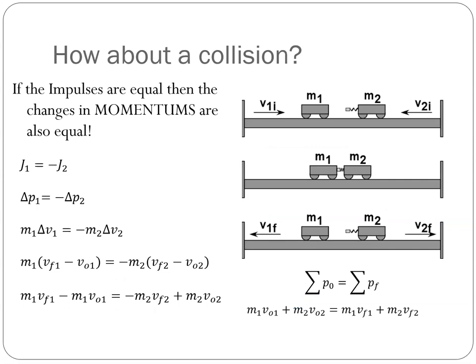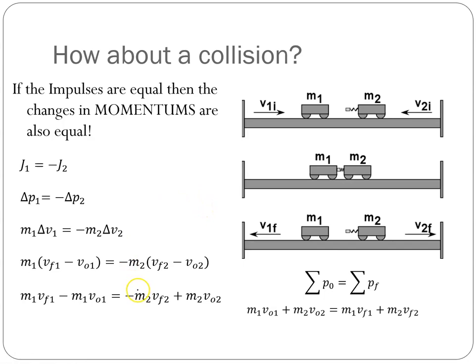So if the impulses are equal, then the changes in momentum must also be equal. And since change in momentum is mass times change in velocity, our mass times change in velocity are equal. Our change in velocity, of course, is final minus initial. And so I can distribute my mass and I get m1, the mass of the first object times the final velocity of the first object, minus the mass of the first object times the initial velocity of the first object. And then the same information for object 2.